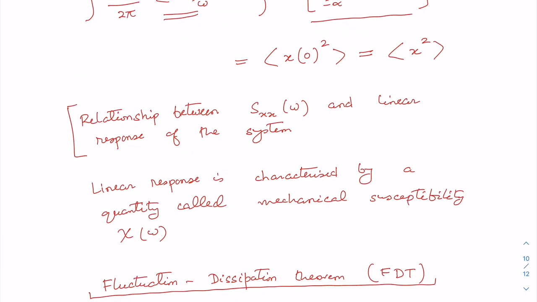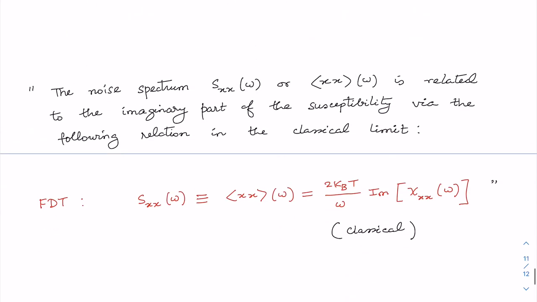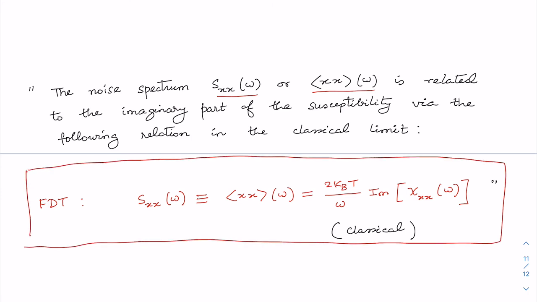The fluctuation dissipation theorem, or FDT in short, could be stated as follows. The noise spectrum S_X(omega), also denoted by S_XX(omega), is related to the imaginary part of the susceptibility via the following relation. This relation is given in the classical limit. Okay, now let me explain it, and first let me explain the susceptibility, because you already know what this noise spectrum term is. You are already maybe clear about it.